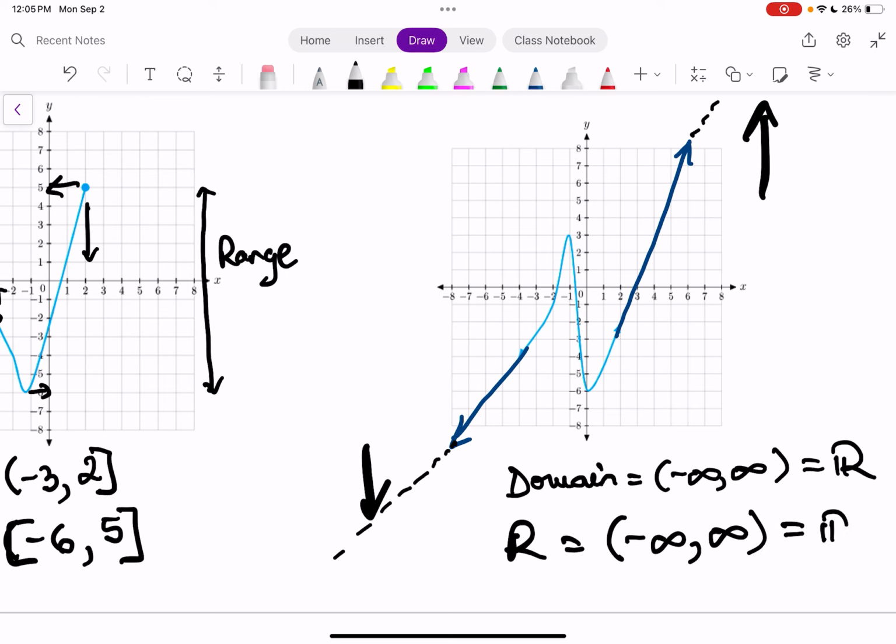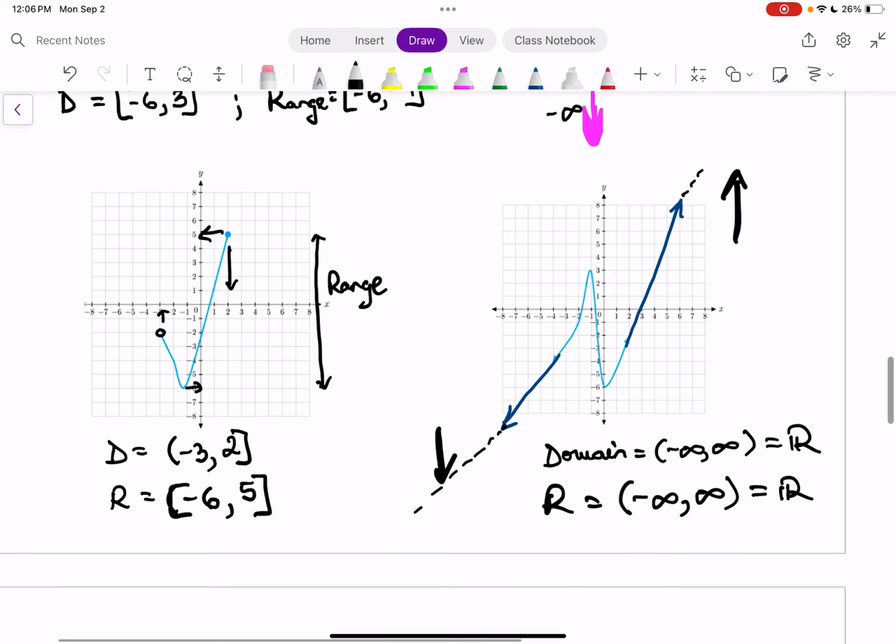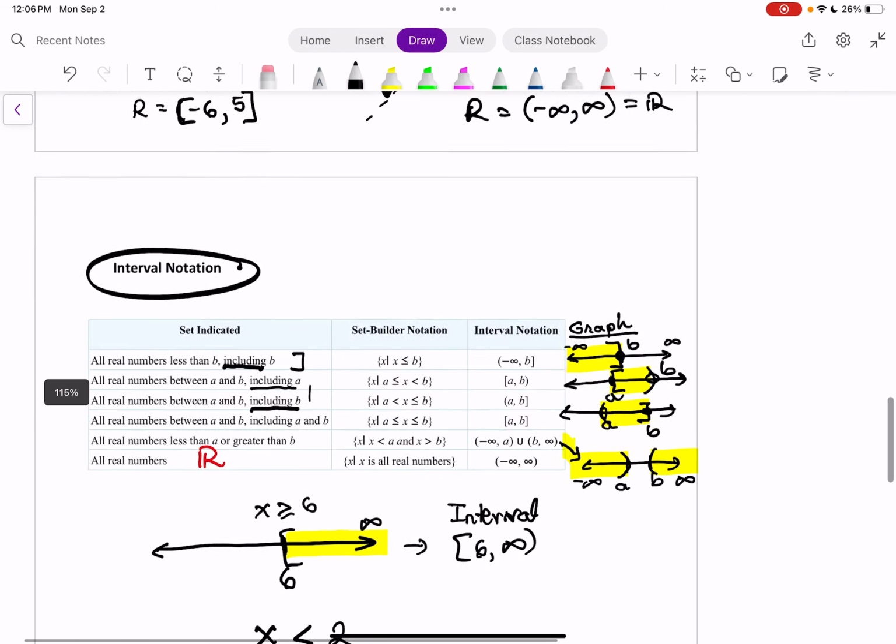So again, you have to say, does this graph stop and go no higher than, right? Or does this graph stop and go no lower than? And if it keeps going higher and higher and lower, then it goes all the way to +infinity and -infinity. Right, so that's how we read graphs.